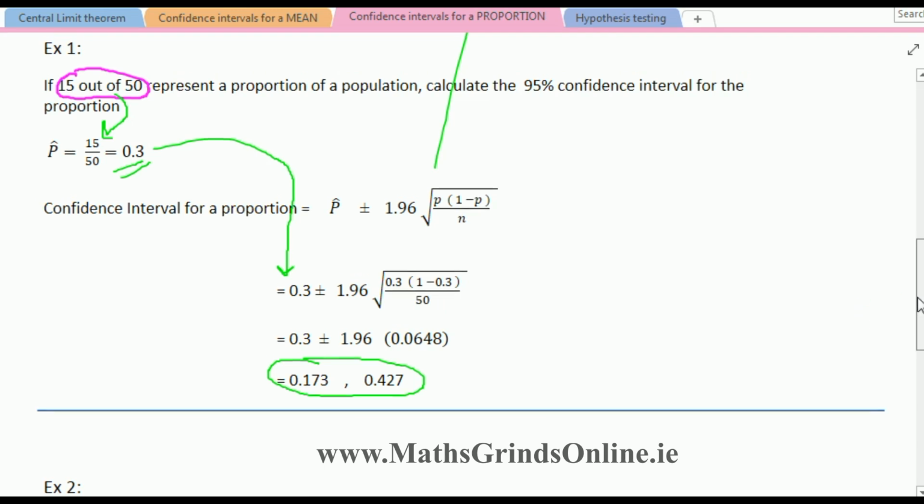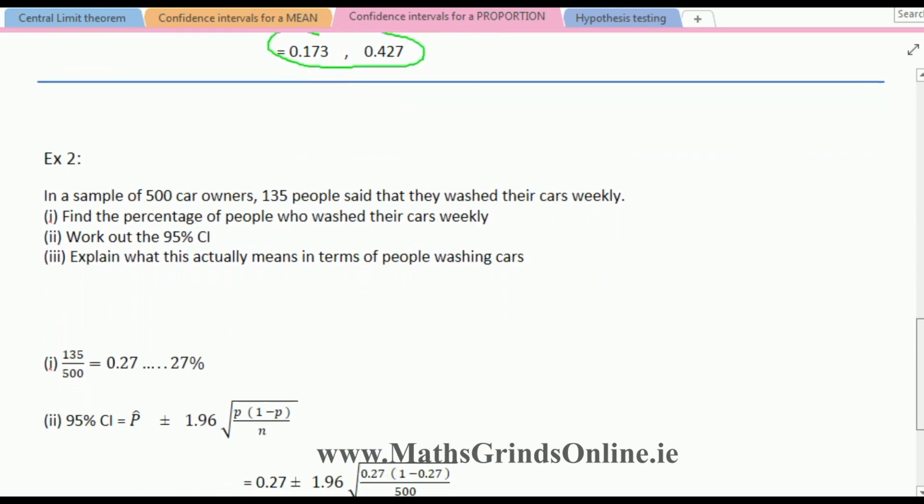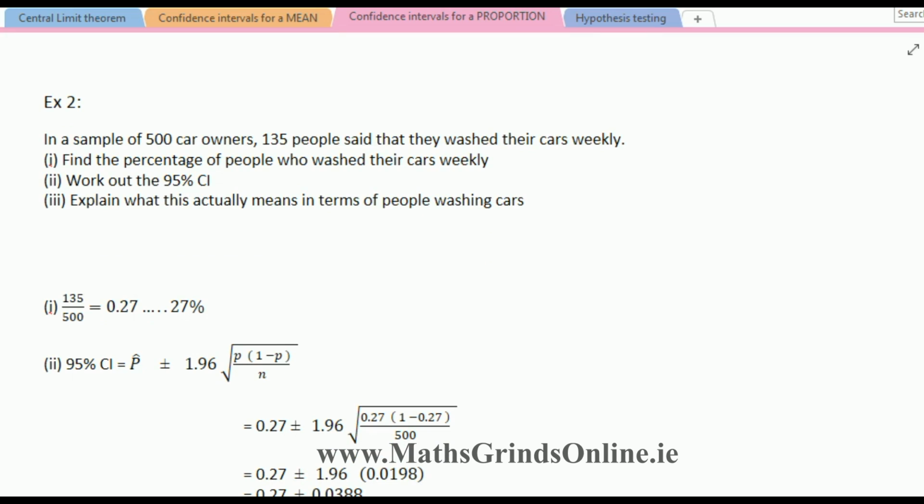Okay, just using the formula. Example 2. In a sample of 500 car owners, 135 people said that they washed their cars weekly. Find the percentage of people who actually wash their cars weekly. Well, that's the first part, and it's literally the people that said they washed it over the amount of people that own cars. Okay, 135 over 500 becomes 0.27, which is obviously 27%.